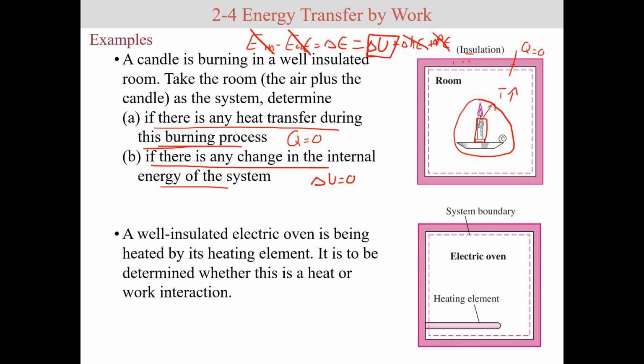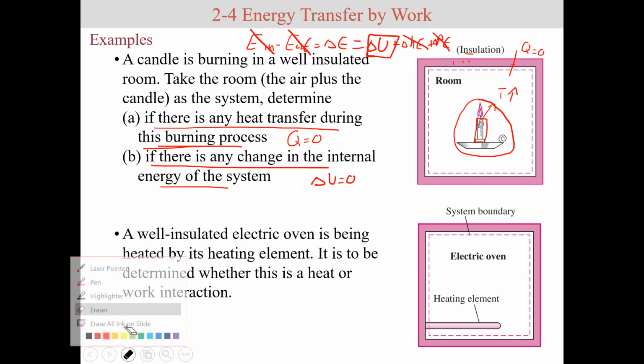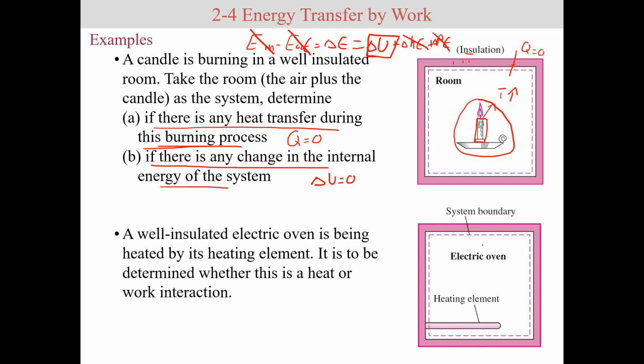So let's say I have a well-insulated electric oven, and it's being heated by a heating element. It is to be determined whether this is a heat or work interaction, right? So I have some form of energy crossing the boundary here going into the electric oven. And in this case, it is really important to understand where you are defining your boundary of the system. The boundary of the system is inside the electric oven, including also the heating element. So in this case, I have no heat transfer occurring, right?